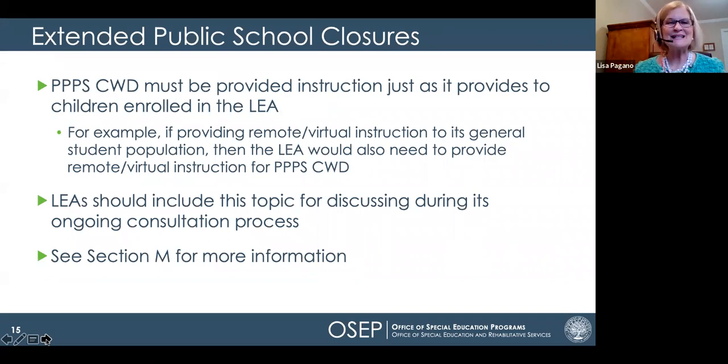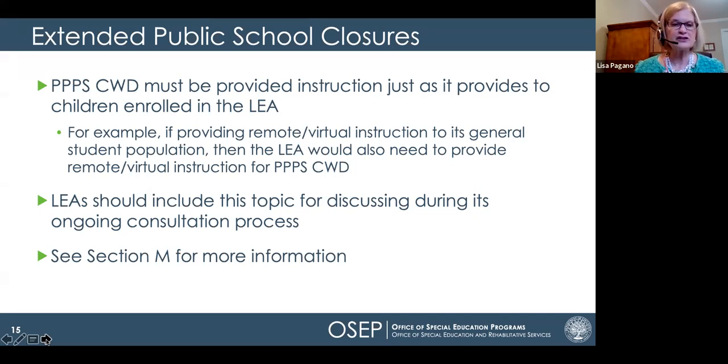Okay, extended public school closures. This is a new section that we added, particularly in light of the challenges associated with the COVID-19 pandemic, along with the unfortunate multiple natural disasters our nation has experienced in so many places, the floods, the fires, tornadoes that have disrupted education to children, including children with disabilities placed by their parents in private schools.